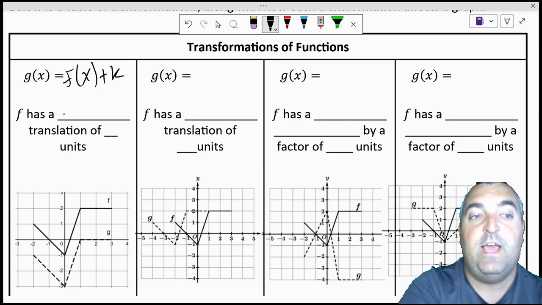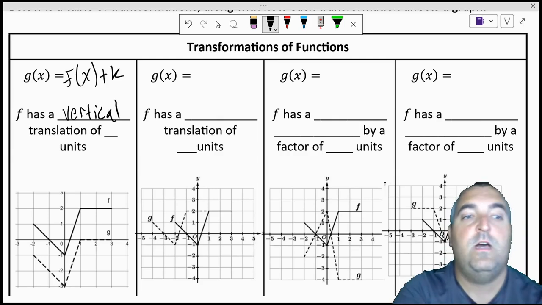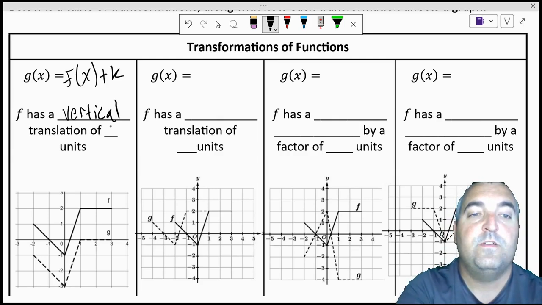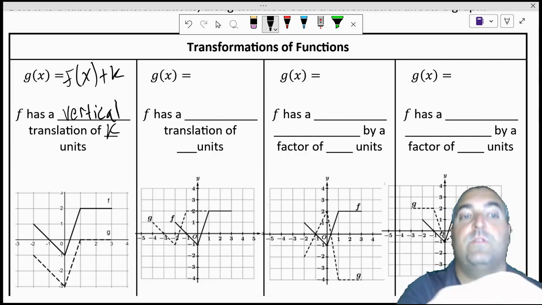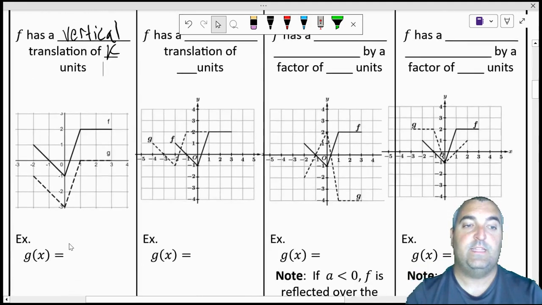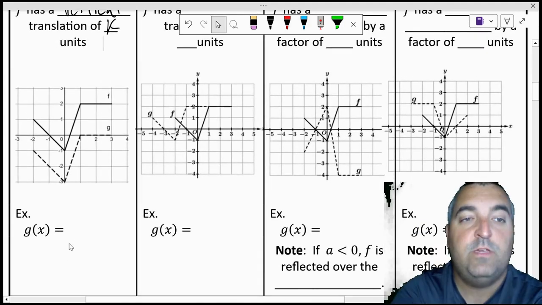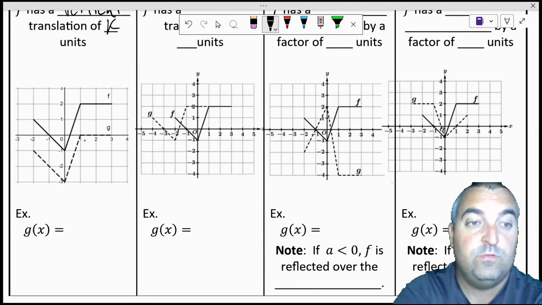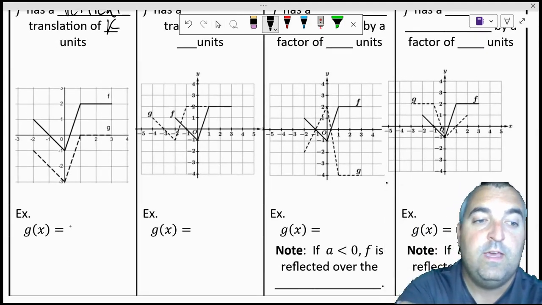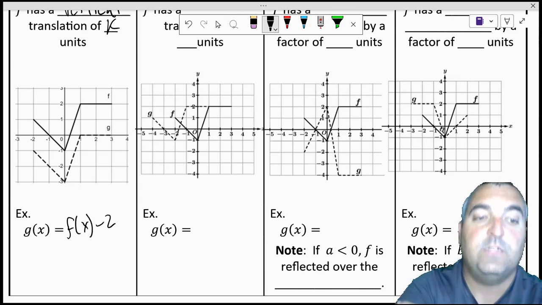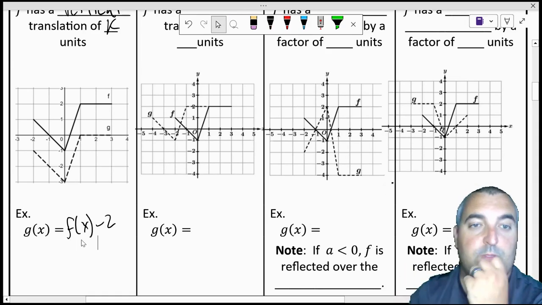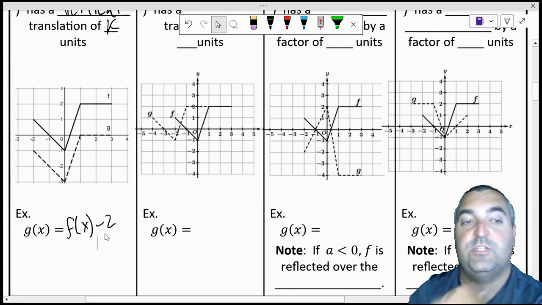And that means that f has had a vertical translation or movement or shift of k units. So whatever that number is. Again, like in this one, f is up here, g is down 2 units the whole way. What we would write for g of x is f of x equation minus 2. And just put a minus 2 at the end. Okay, and that tells us we've shifted f of x down 2.